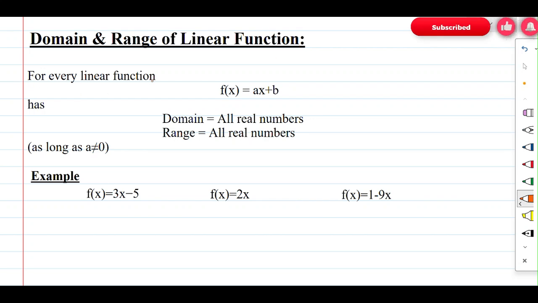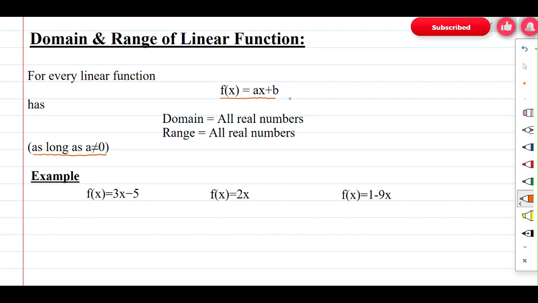So for every linear function, the function which has a form f of x equals ax plus b, this type of function is a linear function as long as your a is not equal to 0. a is basically the coefficient of x. When the x coefficient is not equal to 0, then your function is a linear function, or we can also say that it is a polynomial of degree 1.